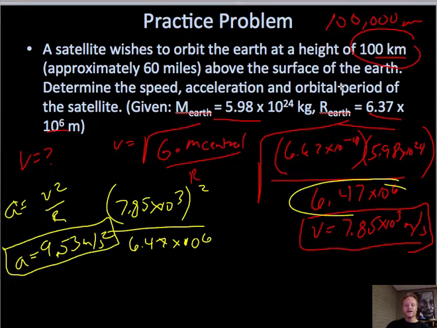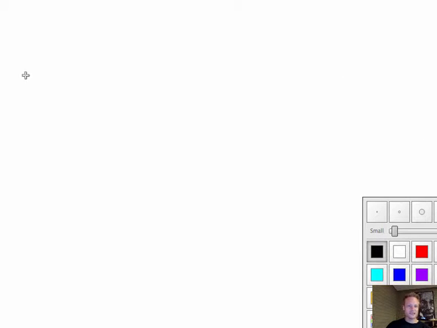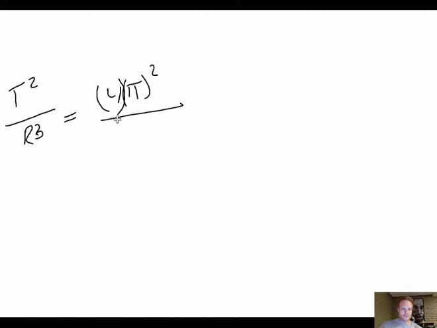Okay, the last piece is to determine the orbital period of the satellite. I think I might make a blank page here and do it on this. So if you need to go back to see the data, be my guest. But this is using Kepler's third law. So Kepler's third law basically says you have T squared over r cubed equals 4 pi squared over G times M central, or the central body that this is orbiting around.